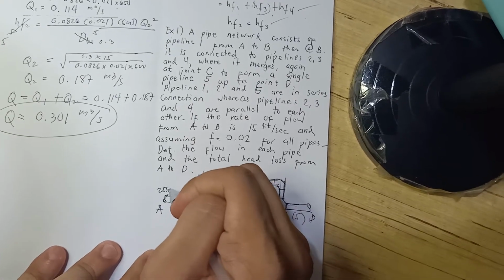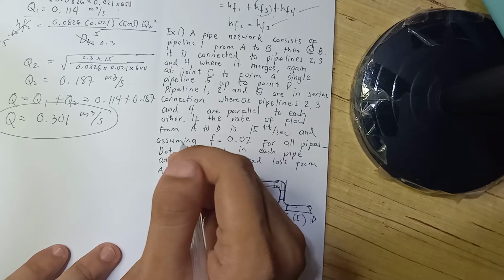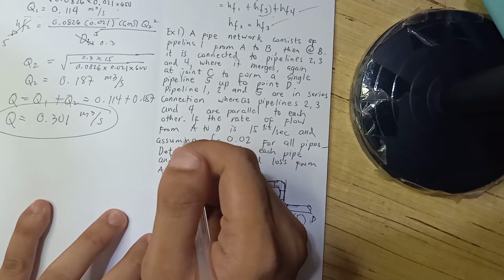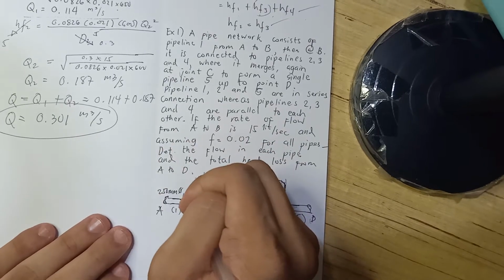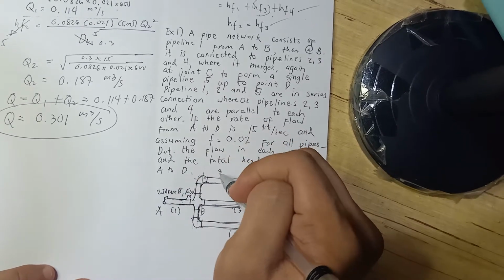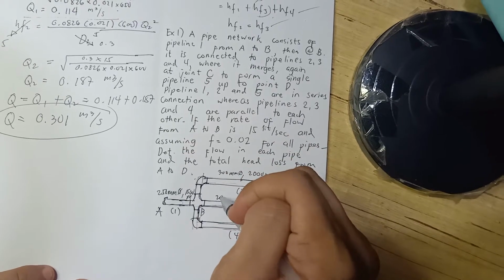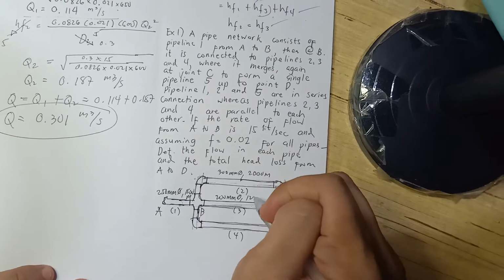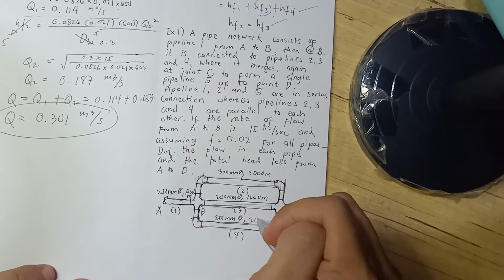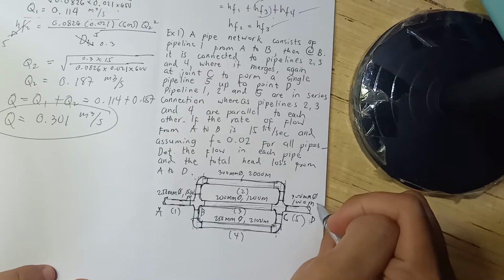So 250 mm is the diameter of the first pipe, and 1.5 is the length. Second pipe is 300 millimeter diameter, 2,000 meters. Then 200 millimeter diameter, 2 meters, 250 millimeter, and 1 millimeter, 300 millimeter, 1,000 meters.